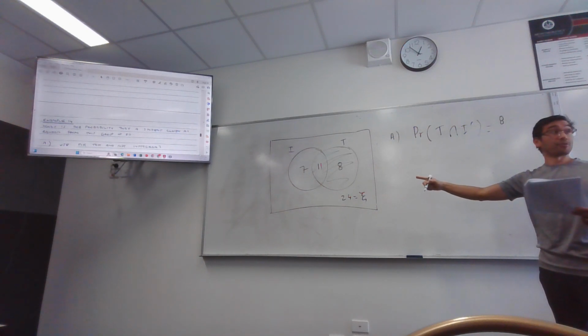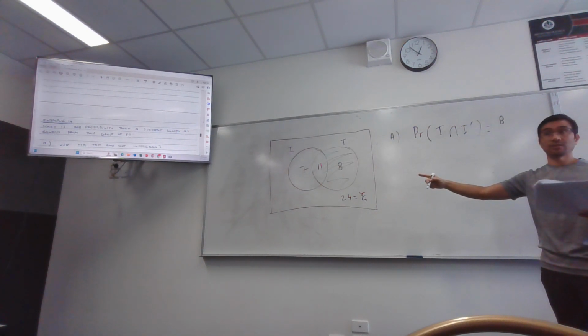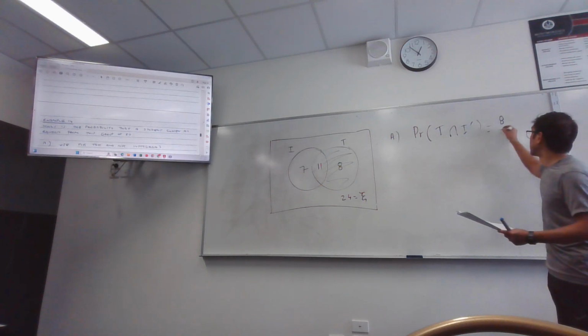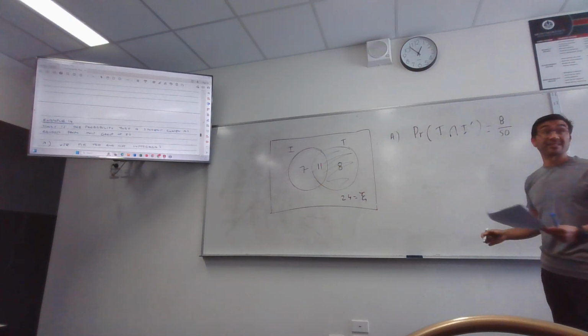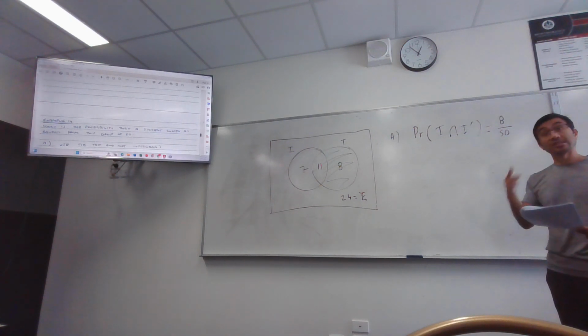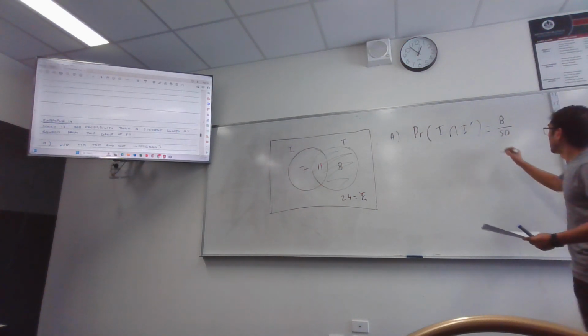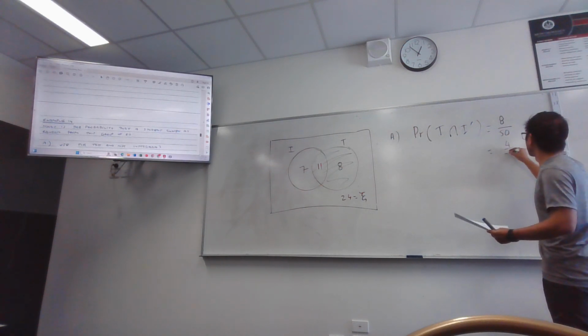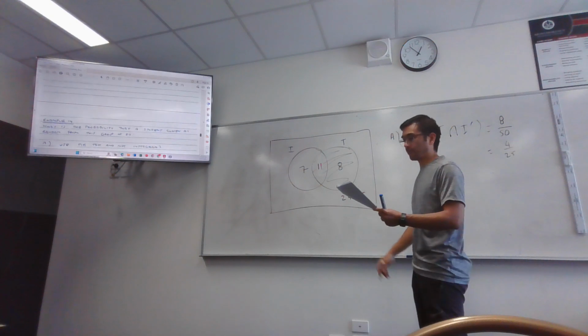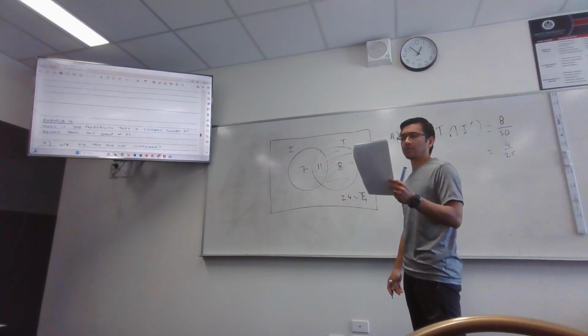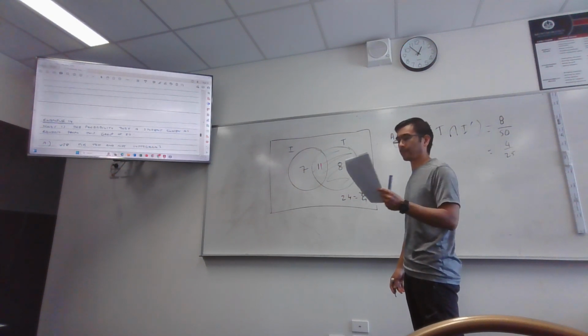Which was the same answer as before, but what's changed? What needs to change here? Divided by 50. You must answer the question. There's a difference between how many and the probability. And that's 4 out of 25. And I've got a mistake in my notes.